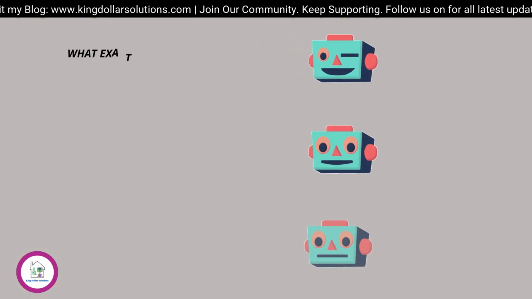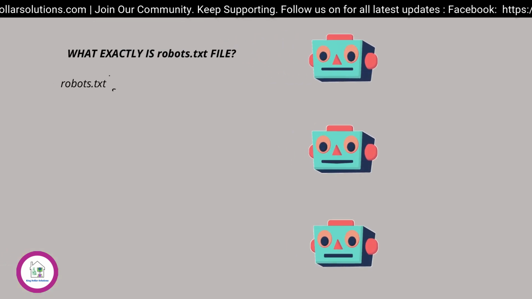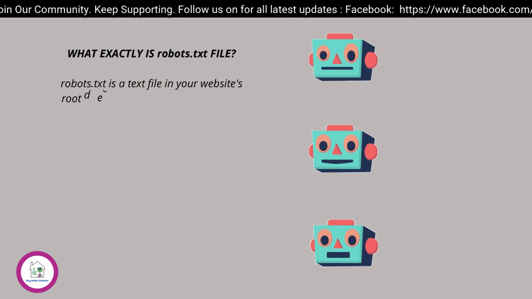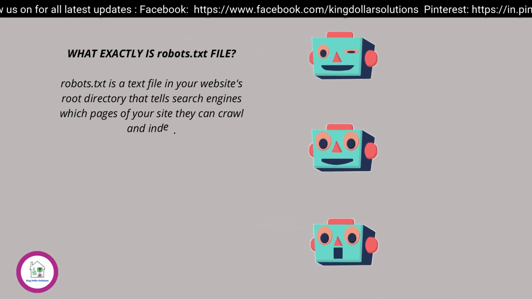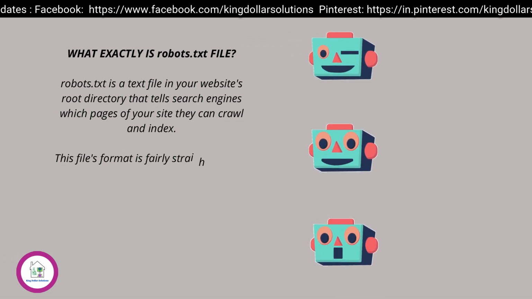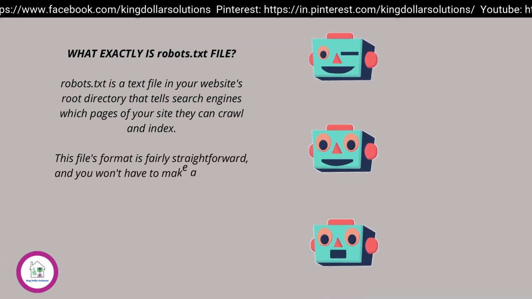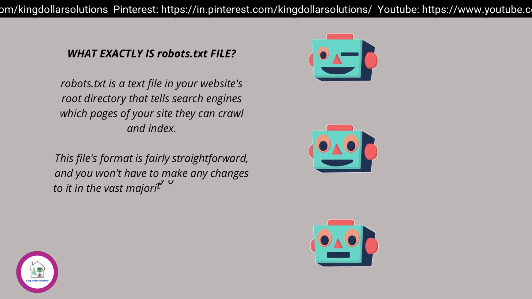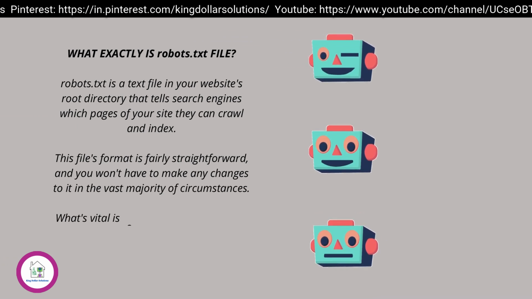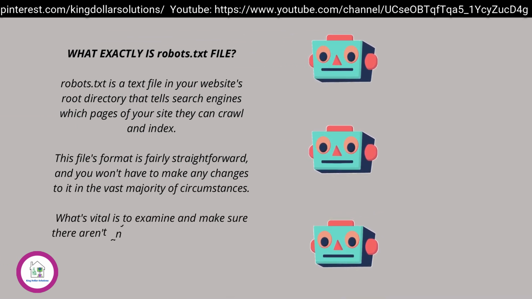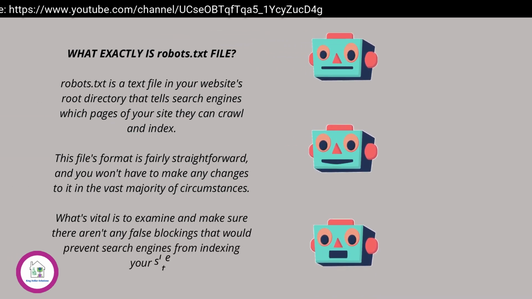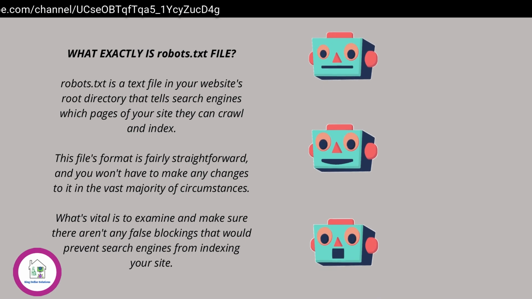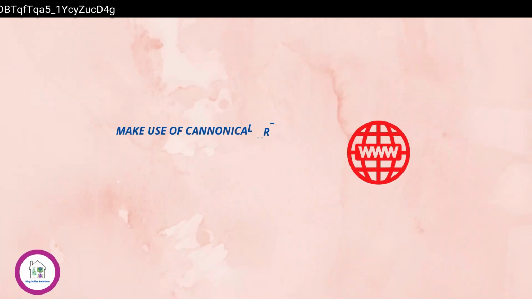What exactly is a robots.txt file? Robots.txt is a text file in your website's root directory that tells search engines which pages of your site they can crawl and index. This file's format is fairly straightforward, and you won't have to make any changes to it in the vast majority of circumstances. What's vital is to examine and make sure there aren't any false blockings that would prevent search engines from indexing your site. Make use of canonical URLs.